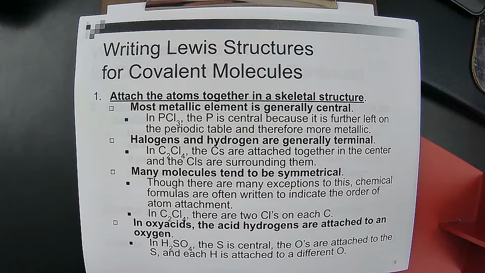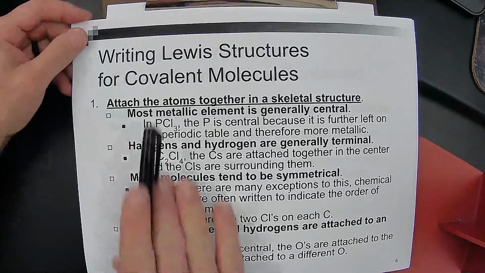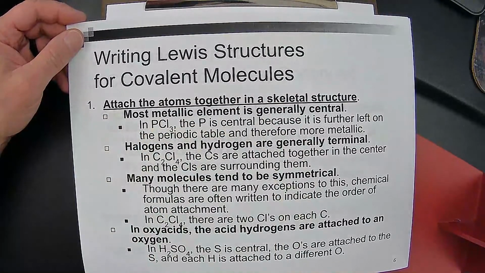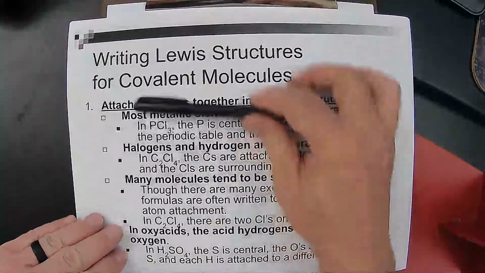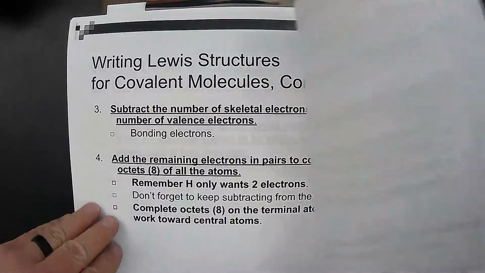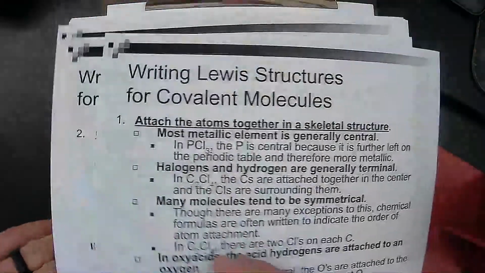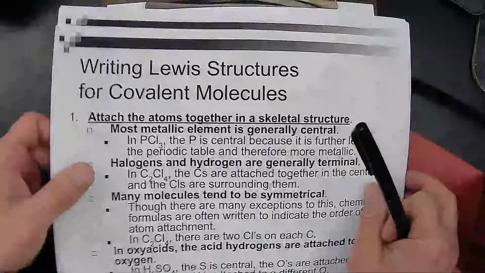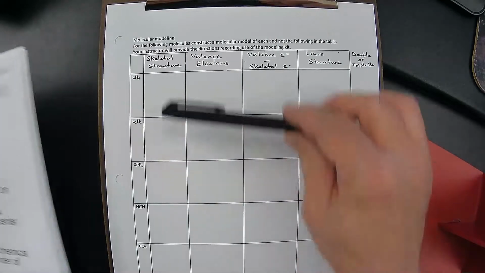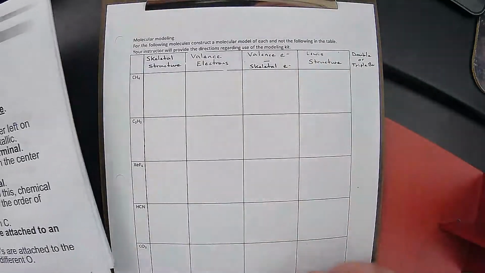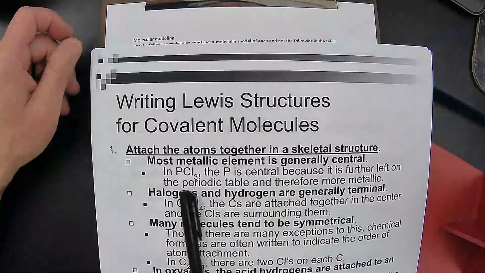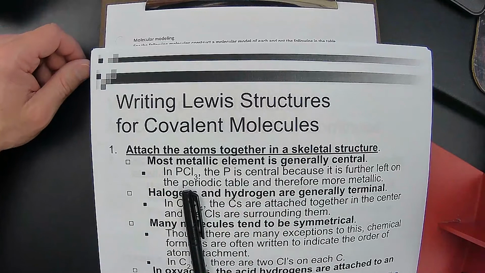So what we're going to do next is go through writing the Lewis structures for covalent molecules. There are 5 steps, and we're going to place these 5 steps in our notebook, and as we write these 5 steps, we're going to go through the examples on this worksheet. So we'll write down step 1 and then look at the example going through step 1, then step 2 and step 3, and we're going to be writing the Lewis structures in the next video.